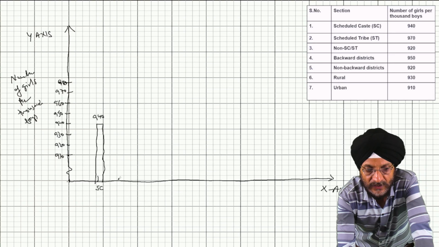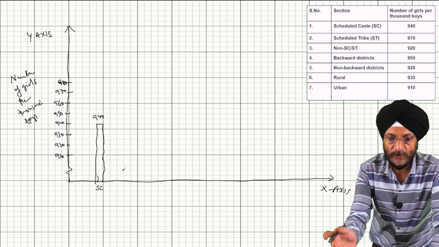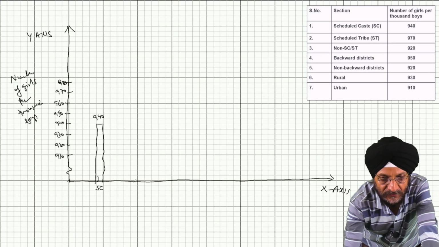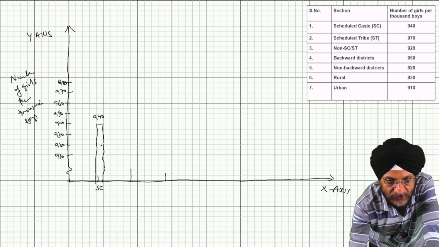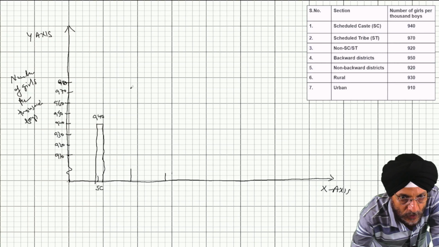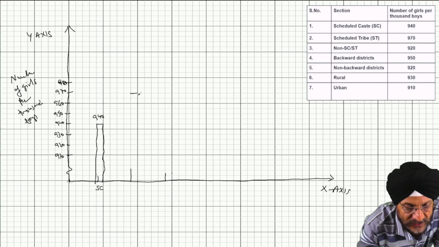So now there should also be equal distance between the sections, which we are taking here. That is, when we take the third, we will take it here. That is the equal distance. We are taking equal distance between the two. So this is ST, this is 970. So here we will take it up to this point, 970.